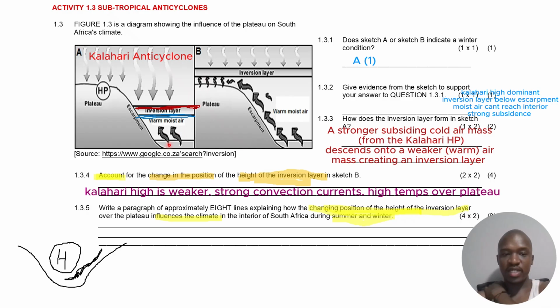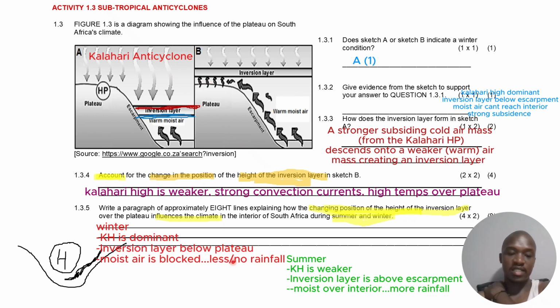We know that now in winter there's going to be dry conditions over the interior because this moisture does not reach the top of the plateau. We know that in summer there's going to be wet conditions or more rainfall because the warm moist air reaches the top of this plateau. Okay, so you must mention all those things and mention the seasons, right? The first one, we know that this season here is winter and this one is summer. We have winter, we have summer.